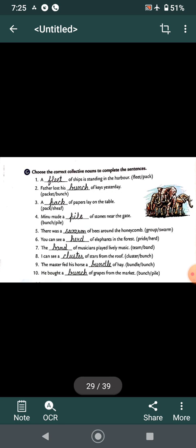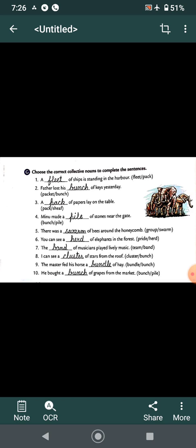Exercise G. Again, you will do the exercise and they have given us two options. Out of these bracket options, we have to select one that is the correct one. A fleet of ships is standing in the harbor. Father lost his bunch of keys yesterday. A pack of papers lay out on the table.